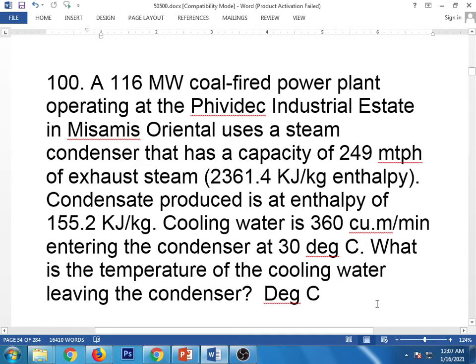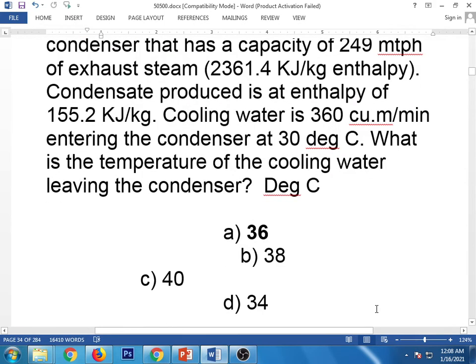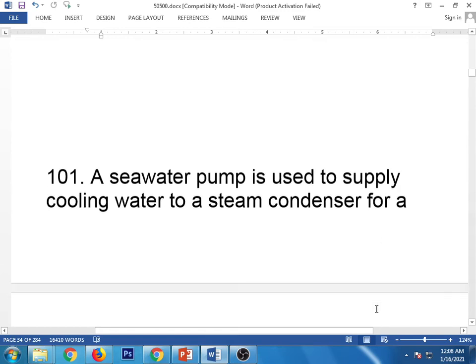A 116 megawatt coal-fired power plant operating at the Deck Industrial Estate in Misamis Oriental uses a steam condenser that has a capacity of 249 mtph of exhaust steam, with an enthalpy of 2,361.4 kilojoules per kilogram. Condensate produced has an enthalpy of 155.2 kilojoules per kilogram. Cooling water is 460 cubic meters per minute entering the condenser at 30 degrees Celsius. What is the temperature of the cooling water leaving the condenser, in degrees Celsius? Answer: 36.